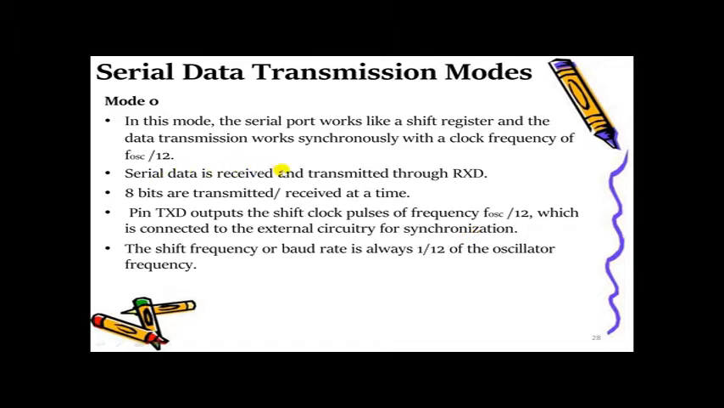Next, the serial data transmission modes. In mode 0, the serial port works like a shift register and data transmission works synchronously with the clock frequency, that is, the oscillator frequency divided by 12. The serial data is received and transmitted through RXD. 8 bits are transmitted or received at a time. The TXD pin outputs the shift clock pulse of frequency, oscillator frequency divided by 12, which is connected to external circuitry for synchronization. The shift frequency or the baud rate is always 1/12 of the oscillator frequency.